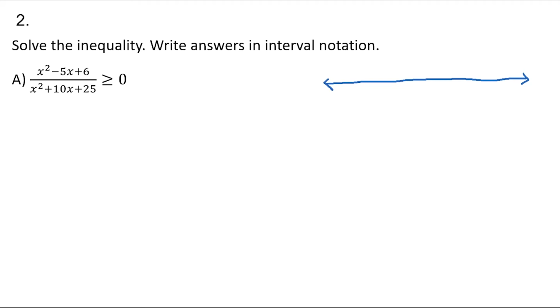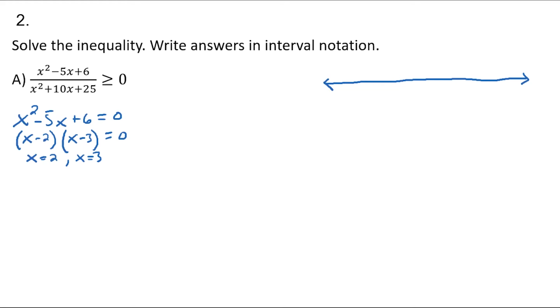And this number line is going to be broken up into intervals based on the critical values of this function. So starting with the top, I'm going to set the numerator equal to 0 and then solve this for x. When I factor this, I get x minus 2 times x minus 3 equal to 0. So the critical points from the numerator are x equal to positive 2 and x equal to positive 3.